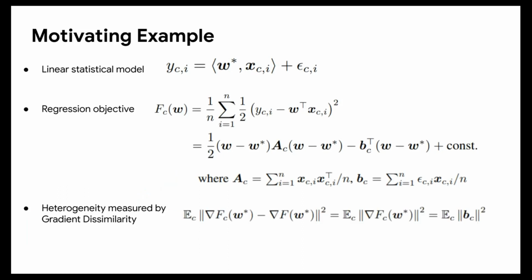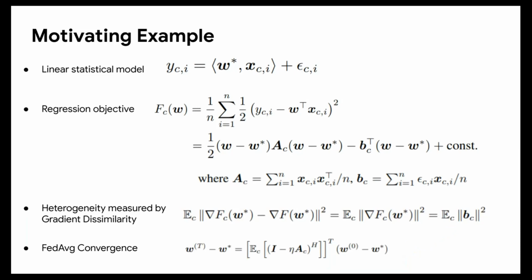In previous work, a lot of theory largely depends on this heterogeneity assumption measured by gradient dissimilarity. If we work out the math for this specific problem, it looks like this. It's the average of the square of the norm of B_C. And if you look at the B_C formulation above, if the variance is very large, or if you have a specific shape of the data, this B_C can be quite large.